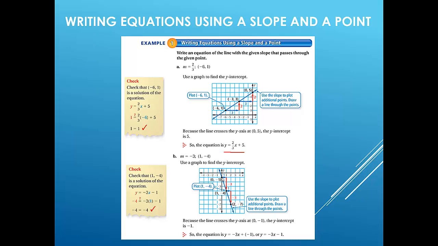Because the line crosses the y-axis at (0, -1), the y-intercept is -1. So our equation is going to be y equals -3x plus -1, or y equals -3x minus 1. Our slope was -3, and our y-intercept was -1.